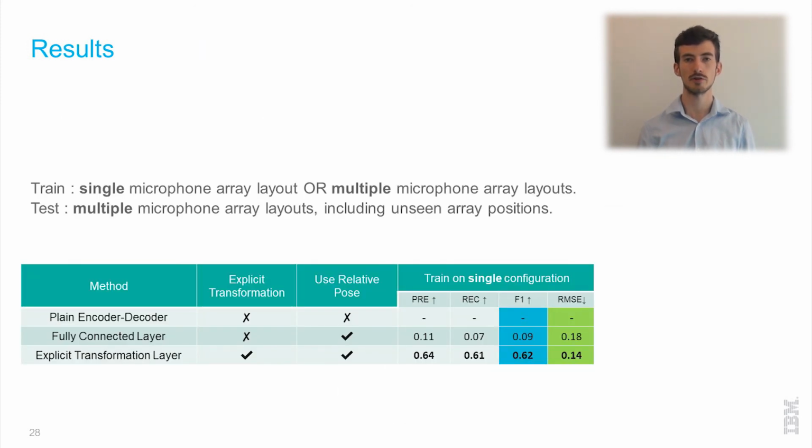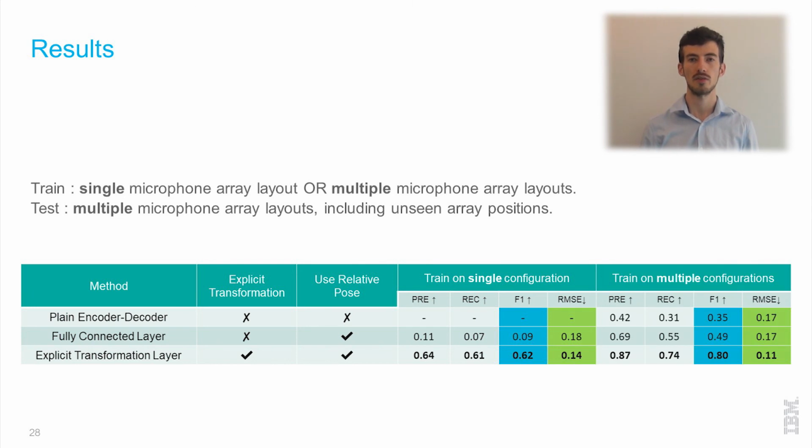Here are some quantitative results. First, we can see that when we train on a single microphone configuration, only our method is able to generalize to new configurations. Moreover, when there are different microphone configurations in the training set, our method still outperforms the other baselines.